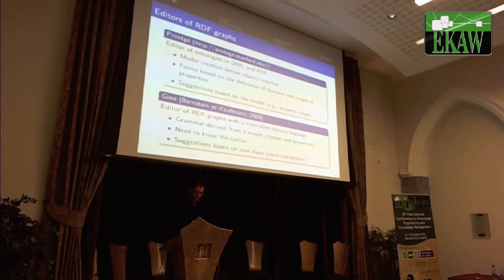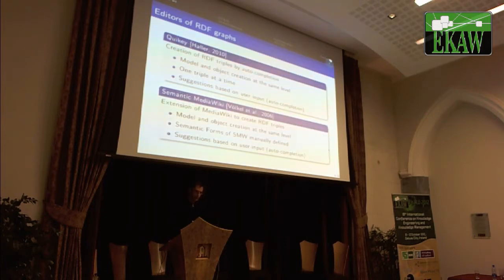Another editor is Gino, which is based on a controlled natural language, where the grammar is also derived from a model. So you also have to define the classes and the properties, which correspond to nouns and verbs in the language. And you also get some suggestions, but this mostly works by auto-completion. So you start typing a word, and then it gives you the possible completions for it.